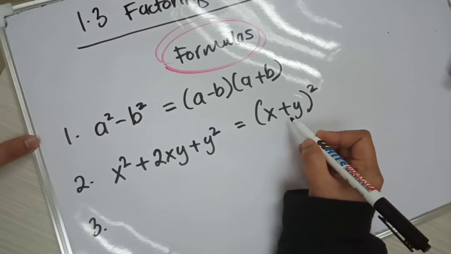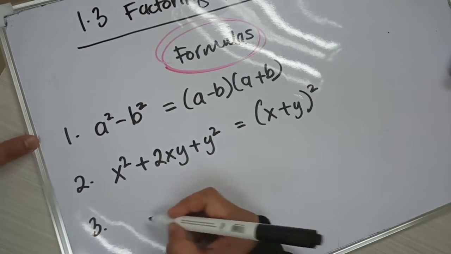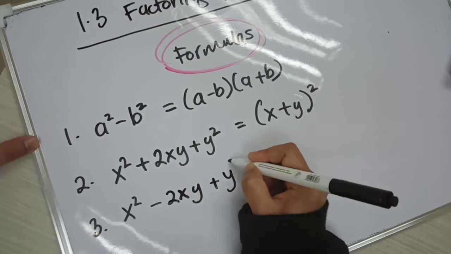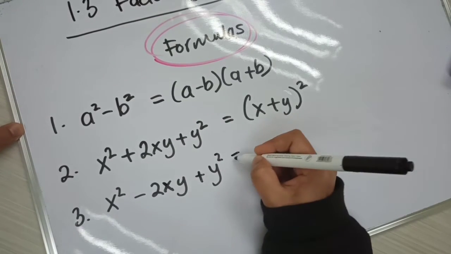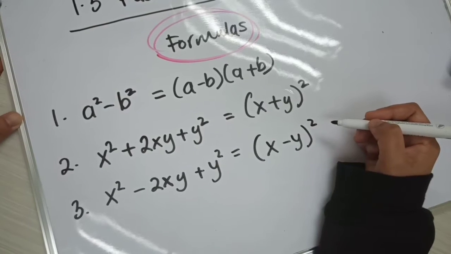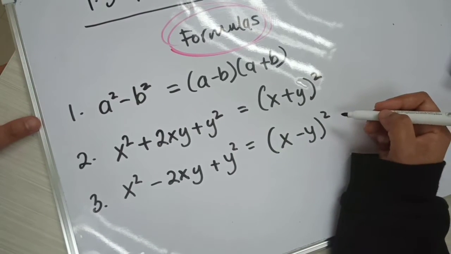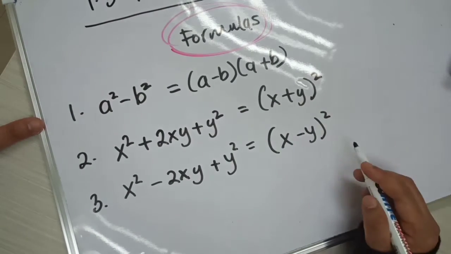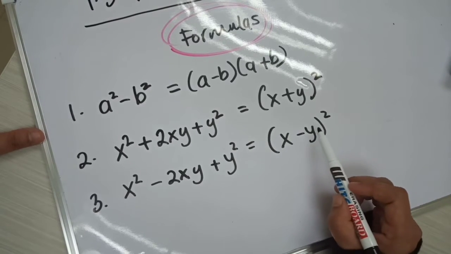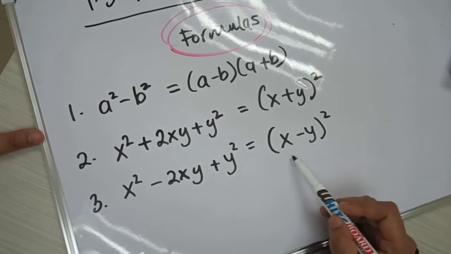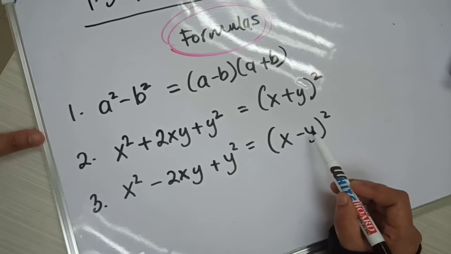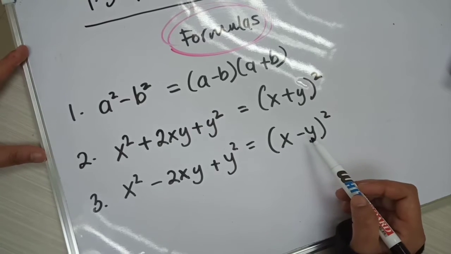Number 3. Let's say just now we have plus. Now, x square minus 2xy plus y square. To put it in brackets, it becomes x minus y, squared. Right? Remember, in the previous topic, I taught you how to expand this kind of expression. You have to apply 3 steps. I hope you remember.